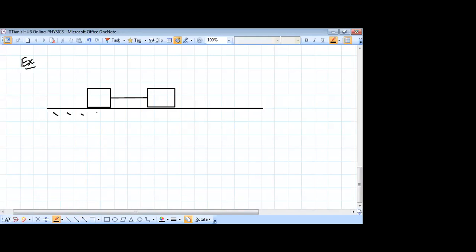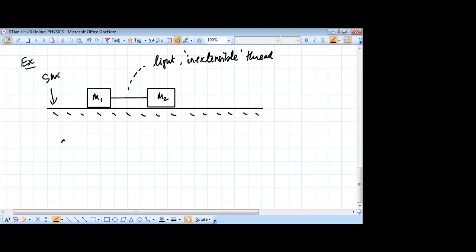Okay, so this is a system of two blocks which are attached by a very light thread. So this is what is called a light but inextensible thread. So what does inextensible mean? That it does not stretch, unlike a rubber band or an elastic material, it does not stretch. And this is of course a smooth surface. So friction will come into our picture at a later stage.